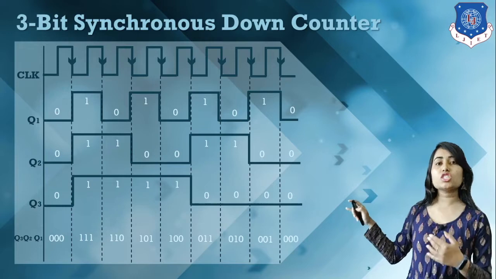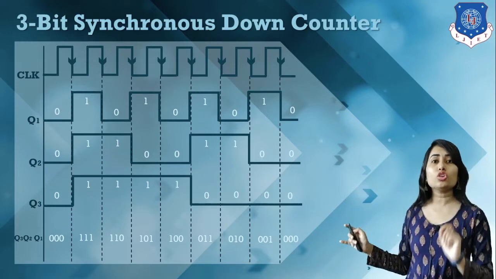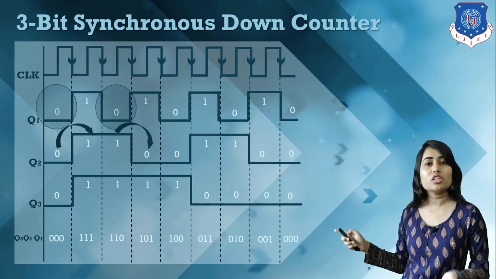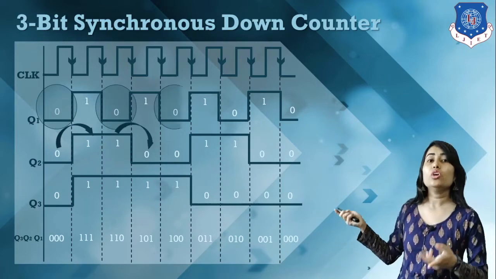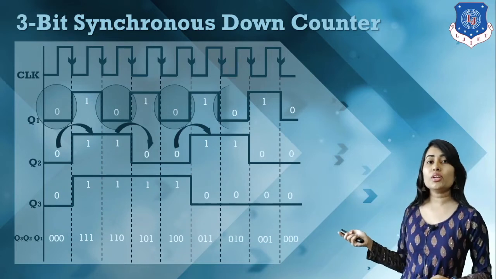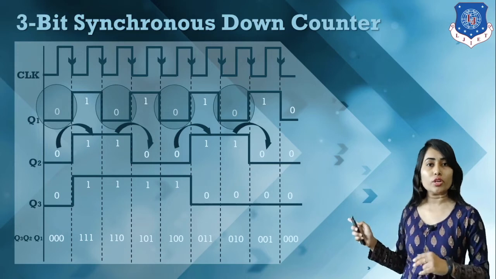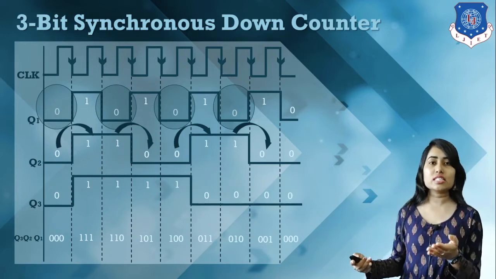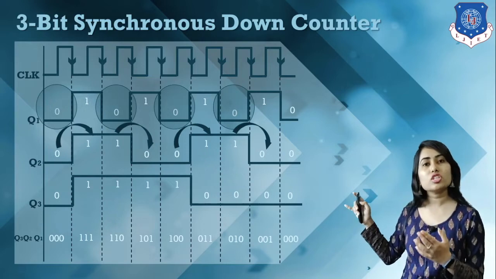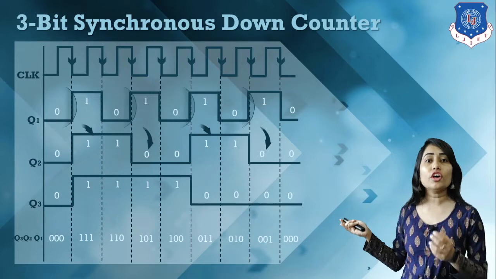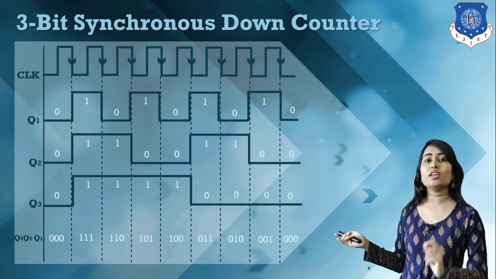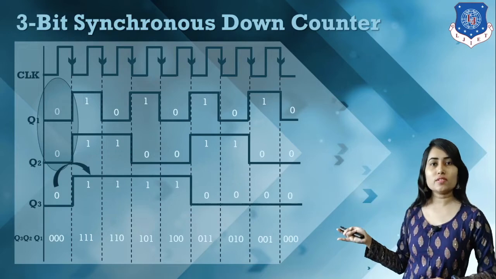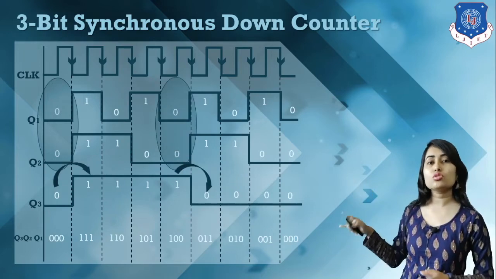Now Q2 is in toggle mode when Q1 equals 0. So when Q1 equals 0 we have a change of state, a toggle operation with the complemented value. Here also, when Q1 equals 0 we have a toggle operation. So Q1 counts its value, and Q2 counts after receiving values from Q1. For Q3, whenever Q1 and Q2 both equal 0 we have a change of state. Here also, when Q1 and Q2 both equal 0 we have a change of state.